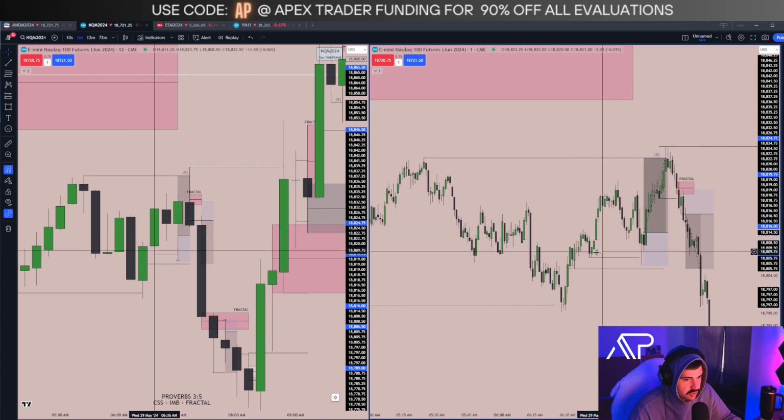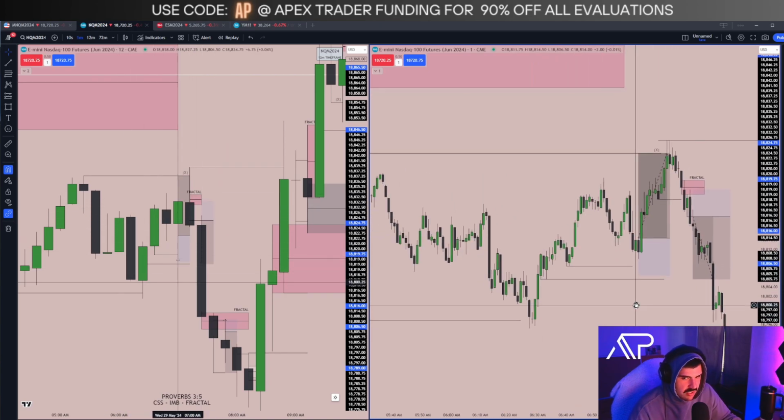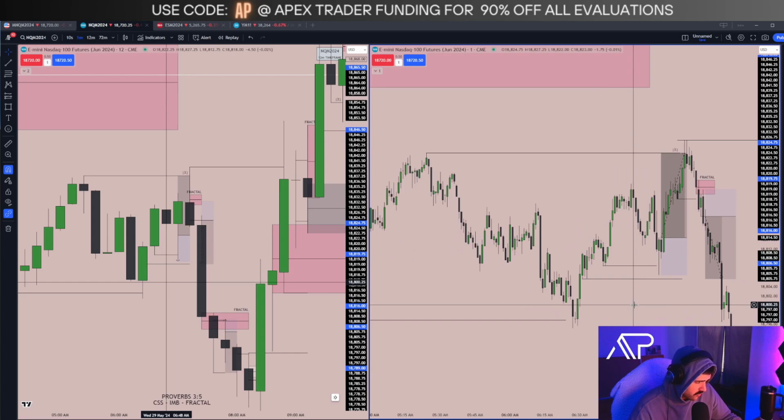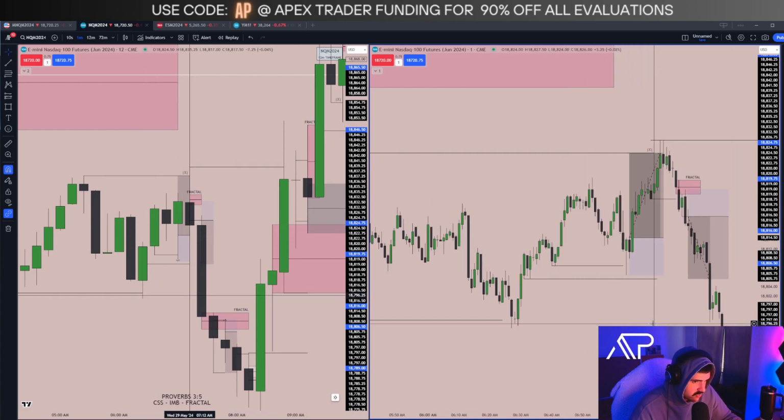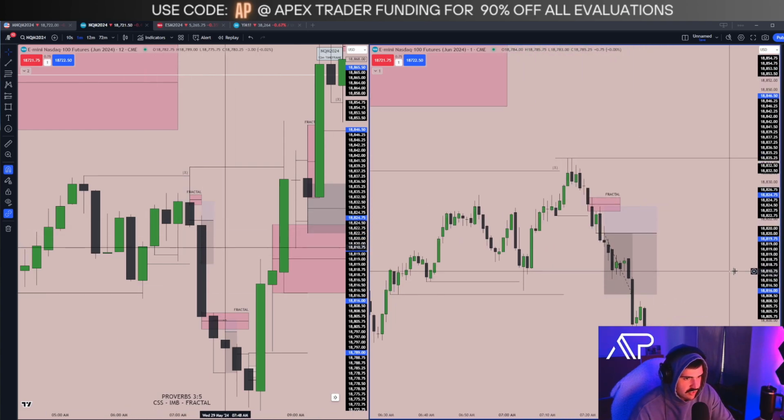This was super, super clean. These types of setups, you need to screenshot and literally just look at them throughout the day at any given time. Those are always going to be the no-brainers, where you just see it print, where structure is and what the 12-minute is telling you, and just a no-hesitation execution, right?